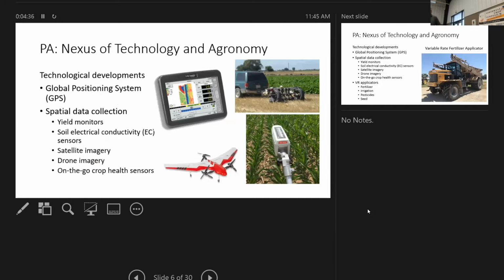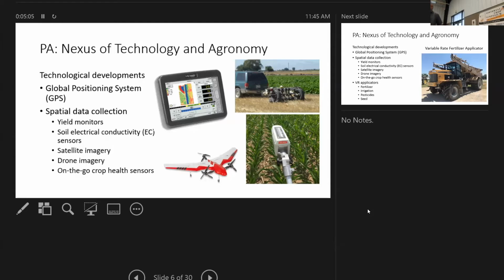There are a lot of technologies out there, ways to collect spatial data, like yield monitors. You guys do yield monitoring? No? Don't have a yield monitor on the combine? Well, we did a little bit of work here in Powell with sugar beet yield monitoring. Doesn't work so well, too much mud. But with grain systems, it works pretty well.